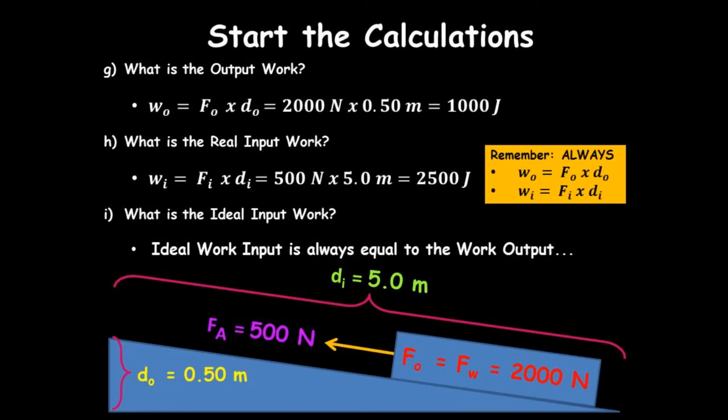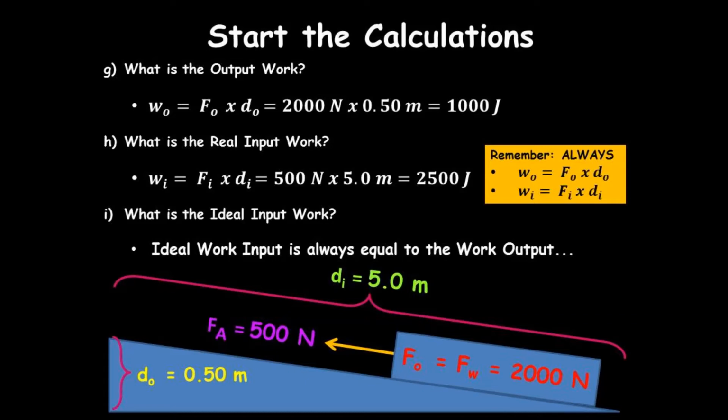What is the ideal input work? Well, the ideal work input is always equal to the work output. So it's going to be 1,000 joules. So G is 1,000 joules, H is 2,500 joules, and I is the same as G, or 1,000 joules.